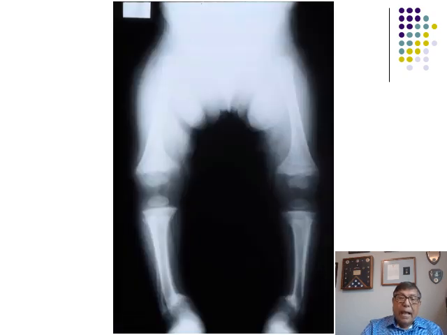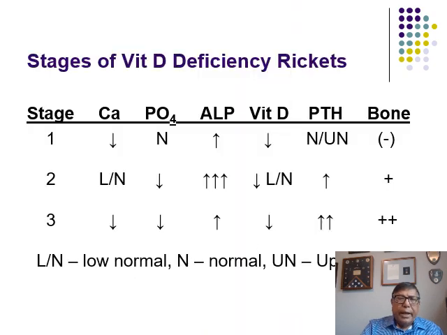Okay, and here is the bowing of the leg and demineralization of the whole bone, and it looks like a washerman's bone. That means it looks whitish, total demineralization, with this cupping and flaring, and look at this expansion of the lower end of the epiphysis. So this is a severe form of rickets.